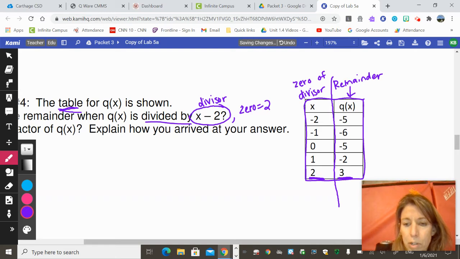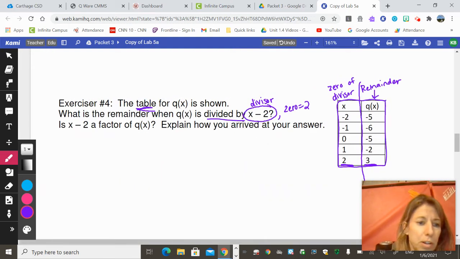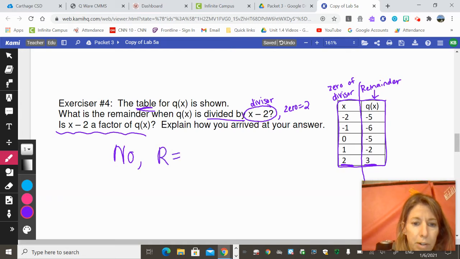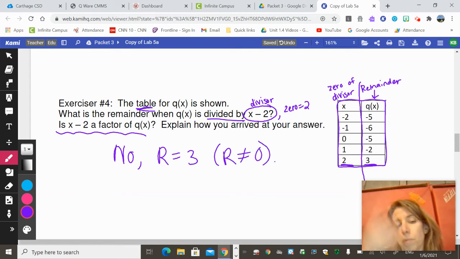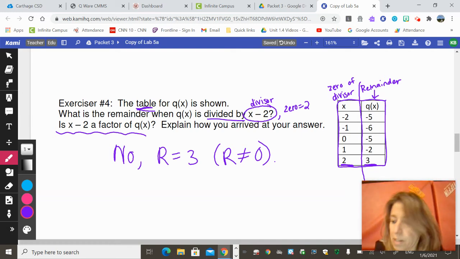When I substitute a positive 2 or use it as an input, the remainder is 3. Okay, so it doesn't ask me what the remainder is. It just jumps to the question, is x minus 2 a factor of q of x? Well, I can say no. Explain how you arrive at your answer: because the remainder is equal to 3, you can just notate that the remainder is not equal to 0. If something is a factor, the remainder must be equal to 0. And it's as simple as that.